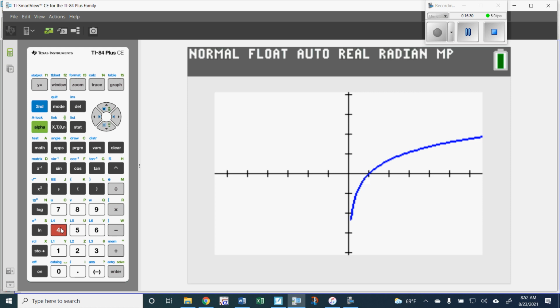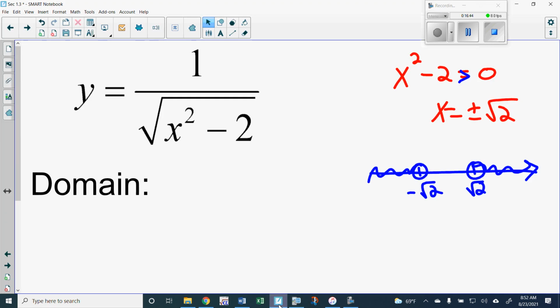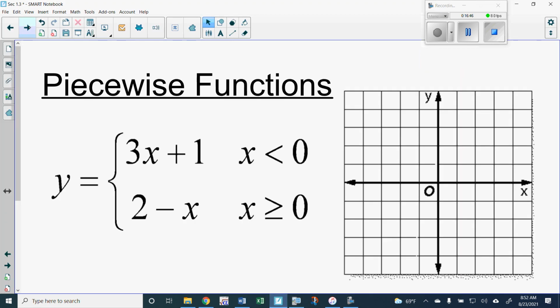Next thing we want to look at here, piecewise functions. Remember doing piecewise functions? So, like I said, we're basically reviewing everything that we did last year in a couple days. Do you remember how to graph a piecewise function?